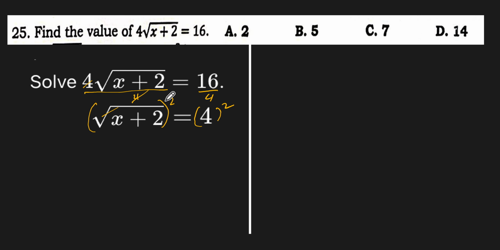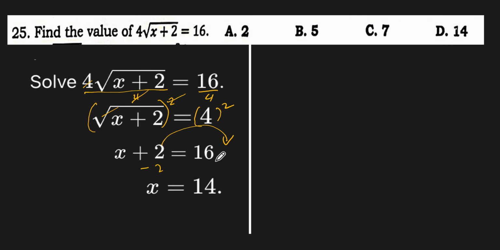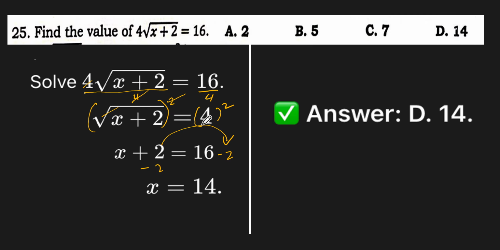This one will cancel out, and the remaining would be x plus 2 equals 4 squared. That is equal to 16. And then isolating the x would give us x equals 14, because we can subtract 2 from both sides, and then 16 minus 2 equals 14. And then the answer would be letter D, 14.